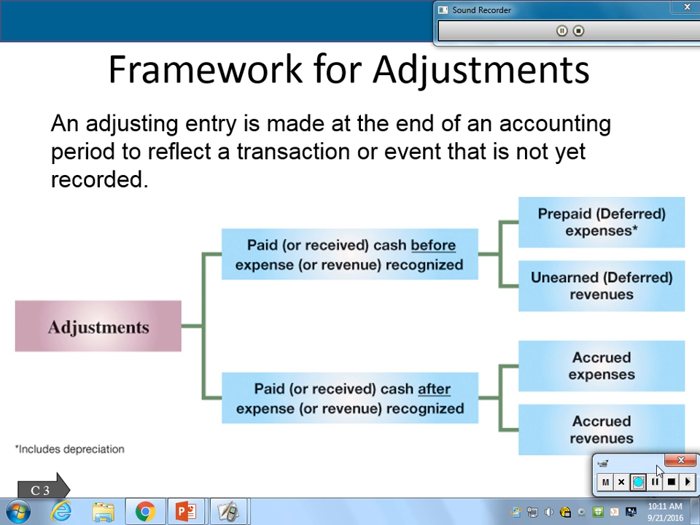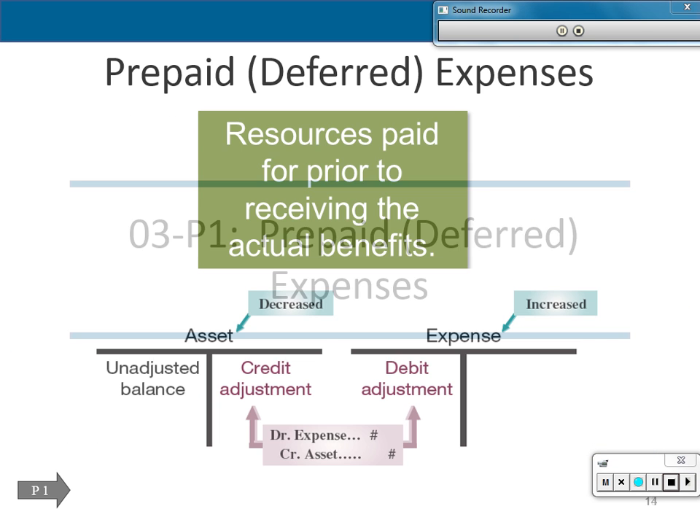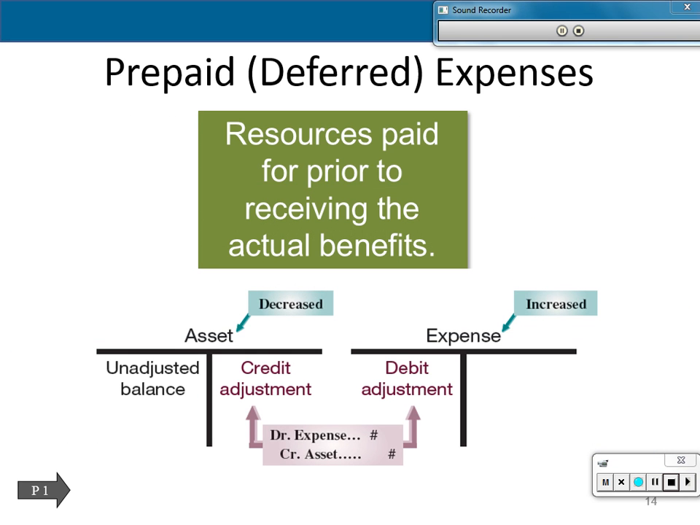Now, accrued expenses, paid or received cash after the expense. And I'm going to give you some examples of that in a few. Same thing with revenues. Yeah, I understand the part. I just don't understand. We'll get to it. This is what I've been talking about, right?